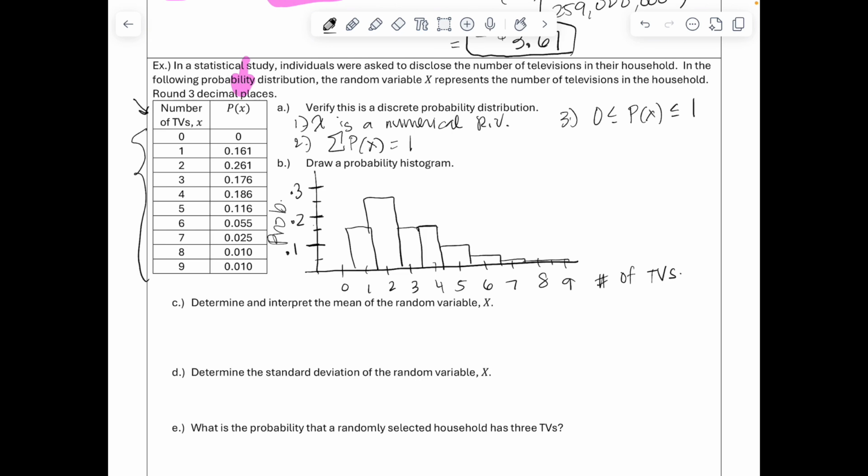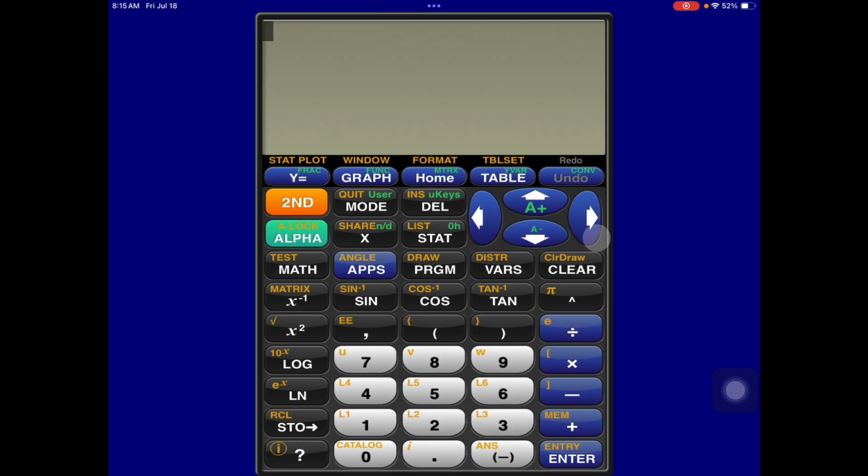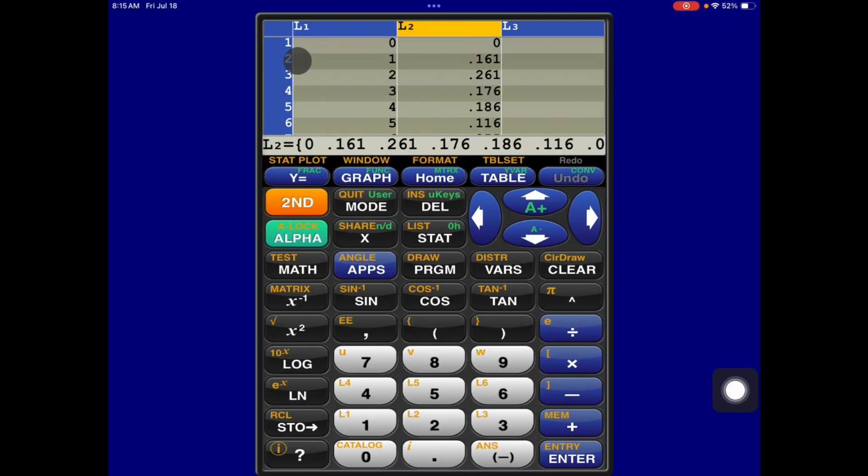The next part says to determine and interpret the mean of the random variable x. So first, we're going to have to use our graphing calculator. Take a moment to enter into L1 all of the values that we have for our random variable, which are 0 through 9, and the corresponding probabilities into L2. On your graphing calculator, go to Stat, Edit, and enter your random variable into L1 and the corresponding probabilities into L2. Again, double check to make sure your numbers are entered correctly.